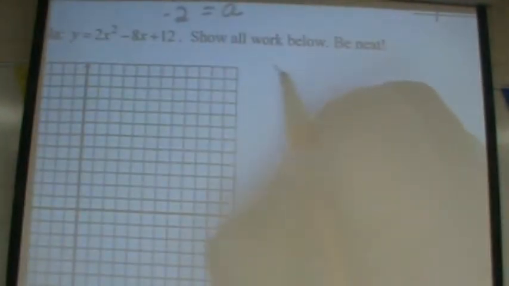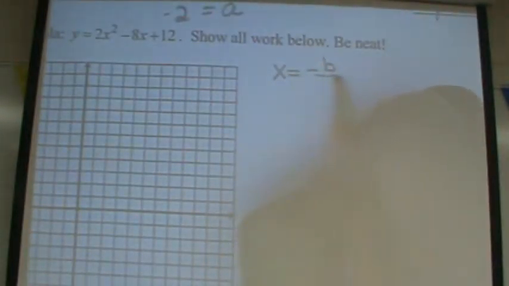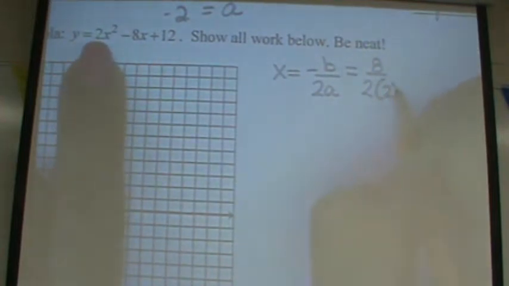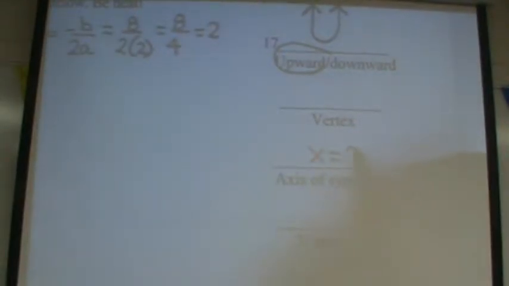Now your vertex and axis of symmetry. To find your vertex, you first want to find your axis of symmetry. Your axis of symmetry is found by x is equal to -b over 2a. Well, b is -8, so it'd be +8 over 2 times 2. So 8 over 4, which is 2. So your axis of symmetry is x equals 2. X equals 2 is this line right here.